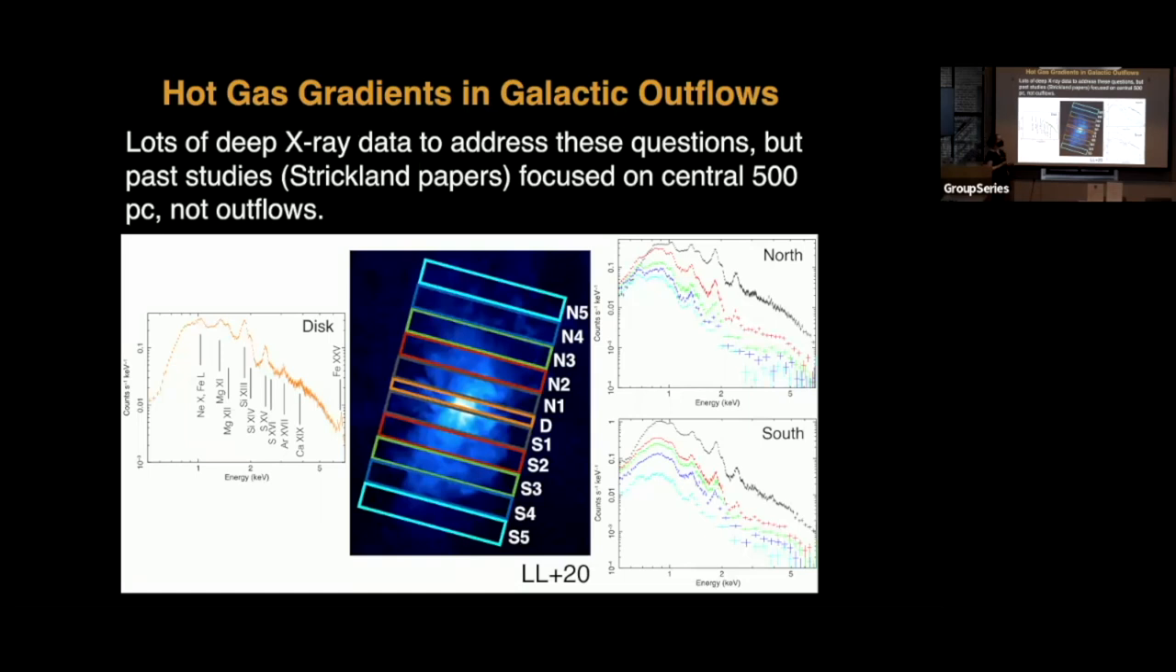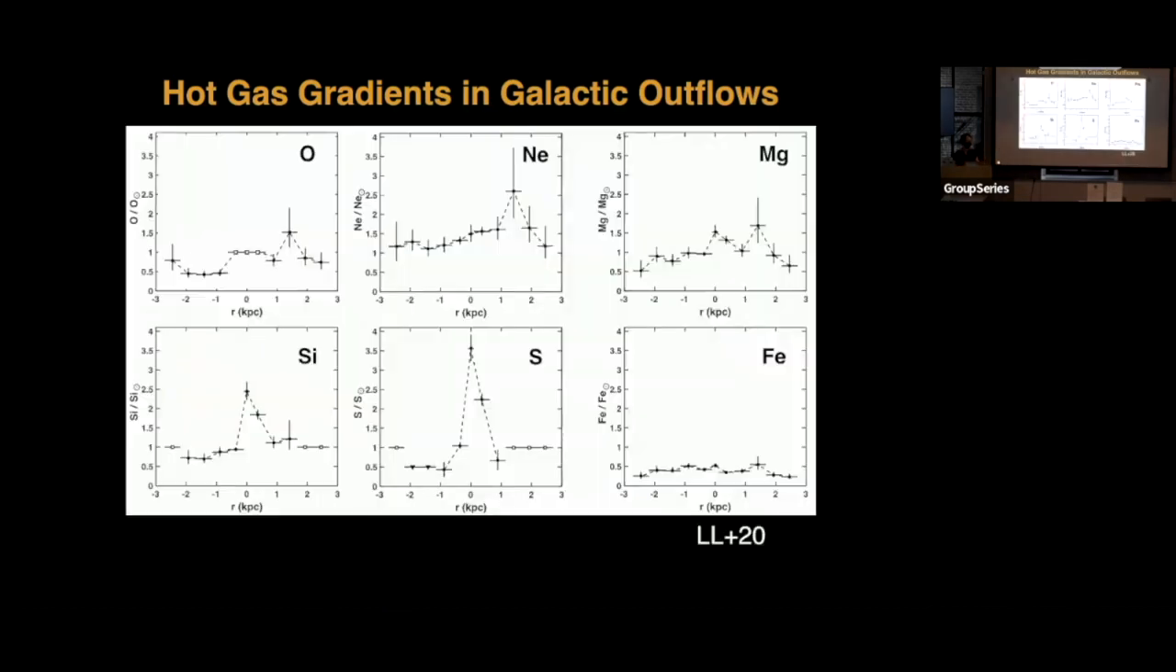So you can constrain the density, the temperature, and the metallicity of this hot gas as a function of the distance from the disk. So we did the X-ray spectral modeling of those 11 regions, and these are plots of the metallicity as a function of distance from the disk. So R equals 0 is the disk, and then the minuses are going to the south, and the pluses are going to the north.